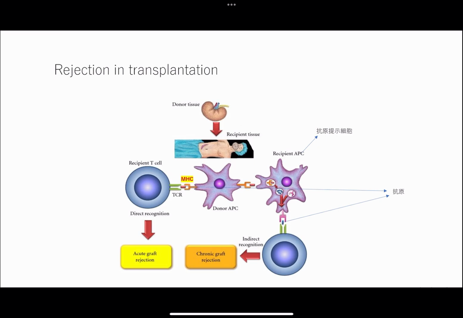There are two types of rejection, acute and chronic rejection. That mechanism is shown in the slide. Acute rejection occurs within the first 3 months after the transplantation. It is caused by direct recognition from the recipient T cell. On the other hand, chronic rejection occurs years after the transplantation. It is caused by indirect recognition by the recipient T cell.